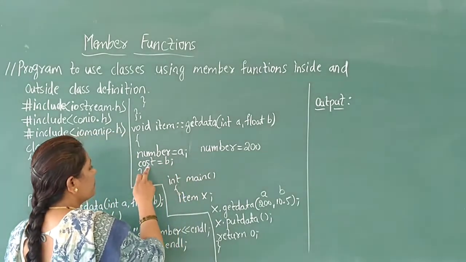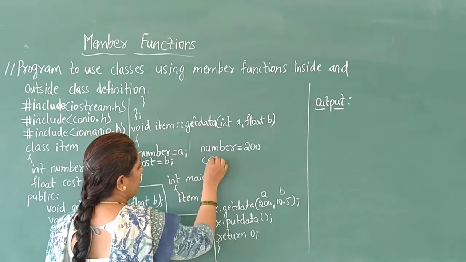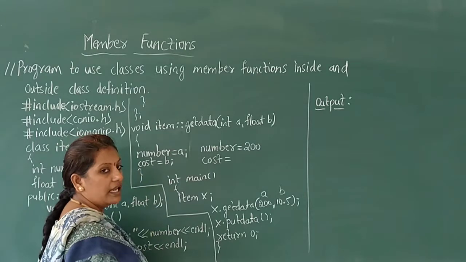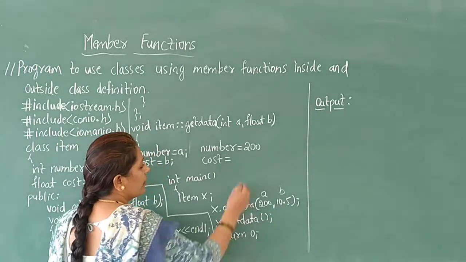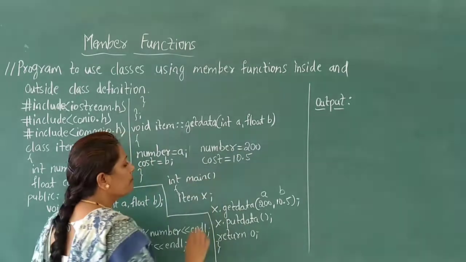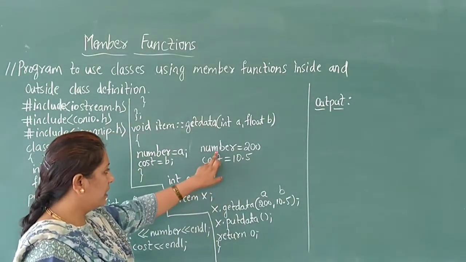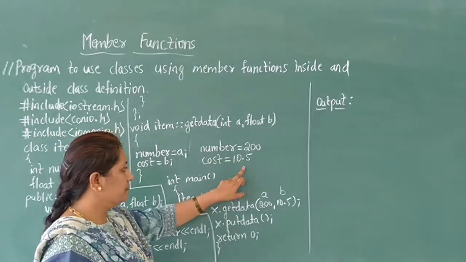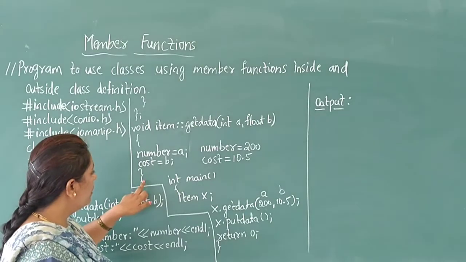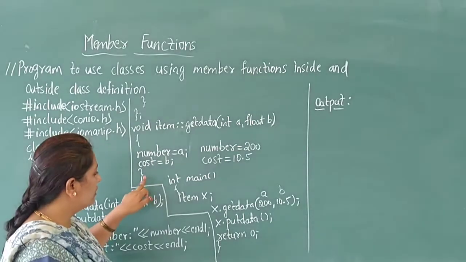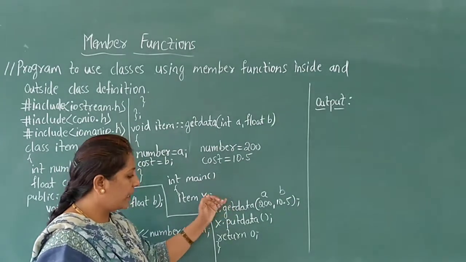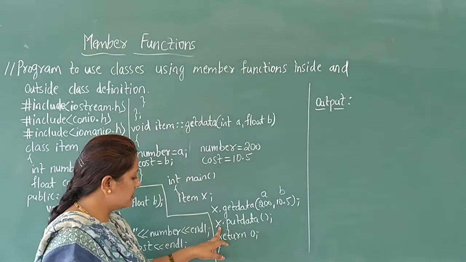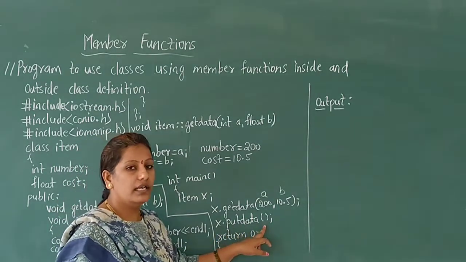In the next statement, cost is equal to b. Now the cost variable is holding the value b, meaning the b value is assigned to the variable cost. The b value is 10.5, which is assigned to the variable cost. Then number is holding the value 200, and cost is holding the value 10.5. Then it ends the member function execution. Then again we come back to the main function and go to the next executable statement. The next executable statement is x dot putdata.